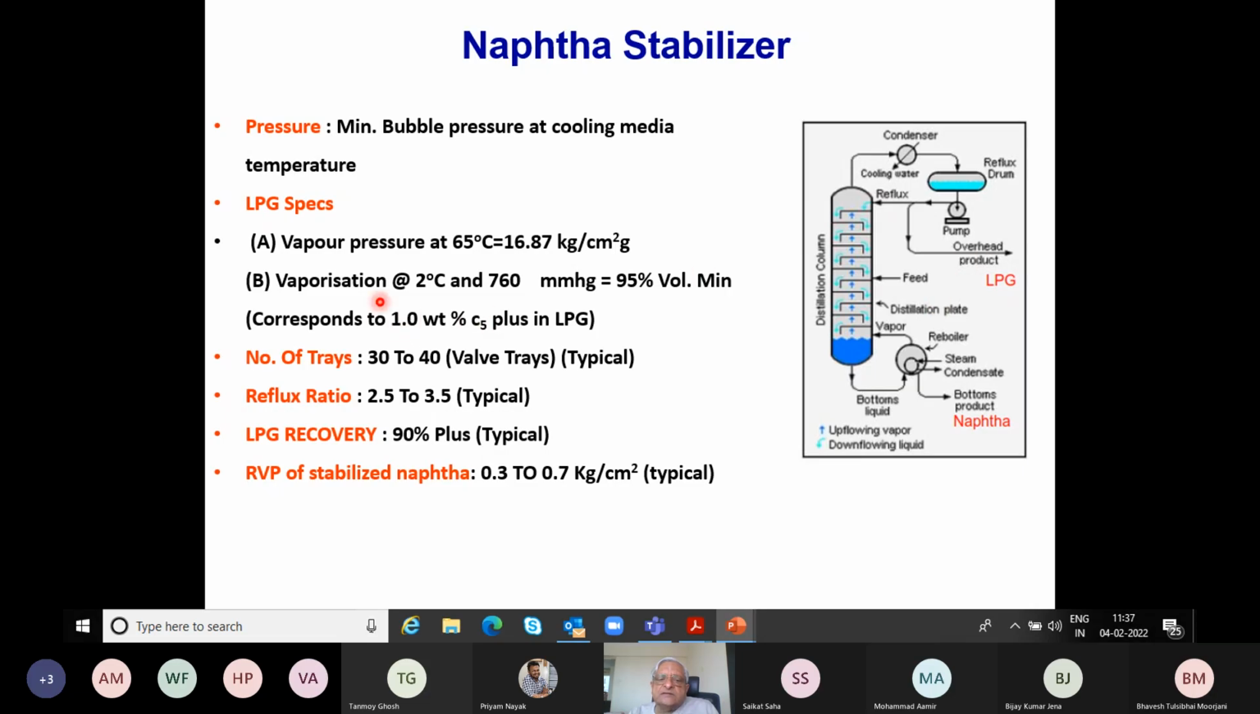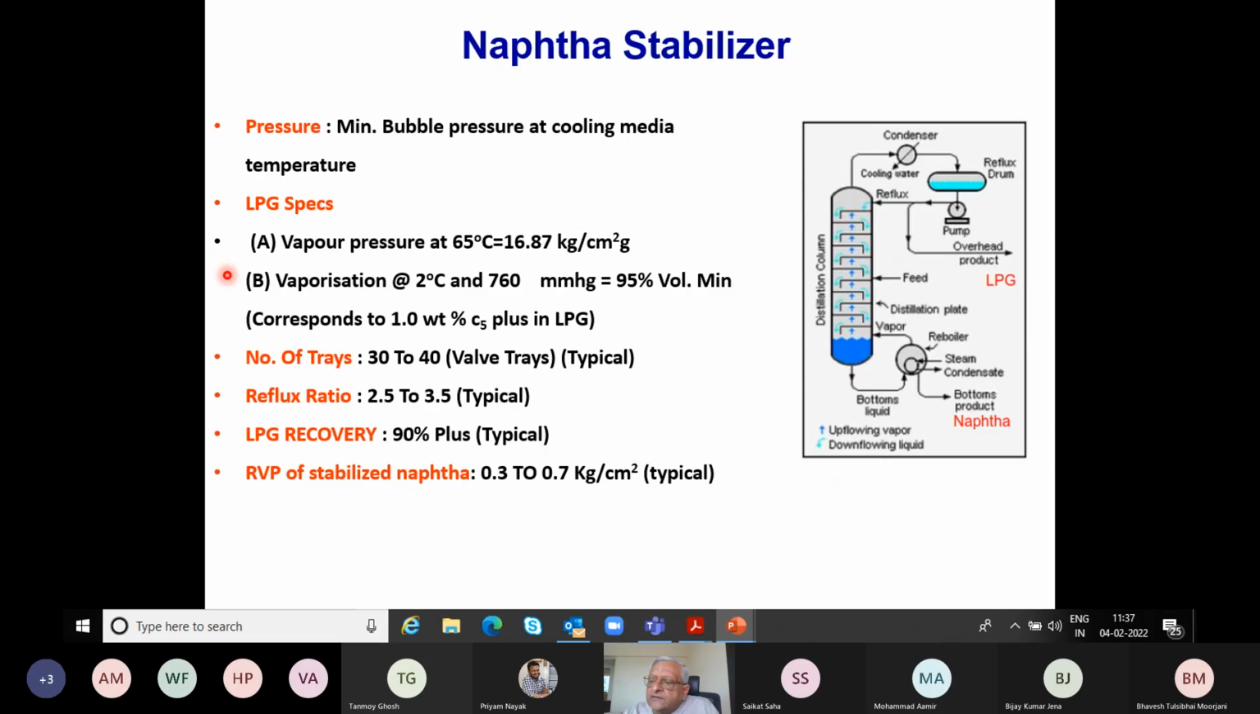And that is checked by vaporization. This is also called a weathering test. A lot of these terminologies I tell you are not actually written in the slides, but please remember them. This is called a weathering test. What you do is, and this is something I have also done.